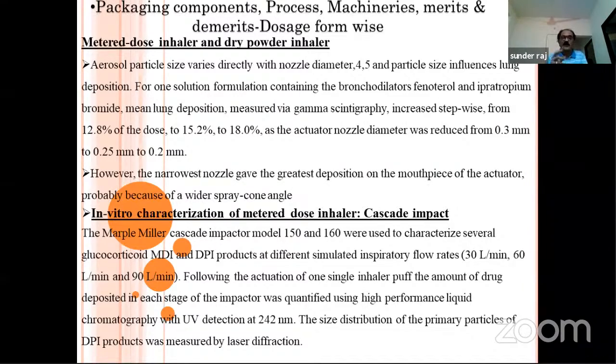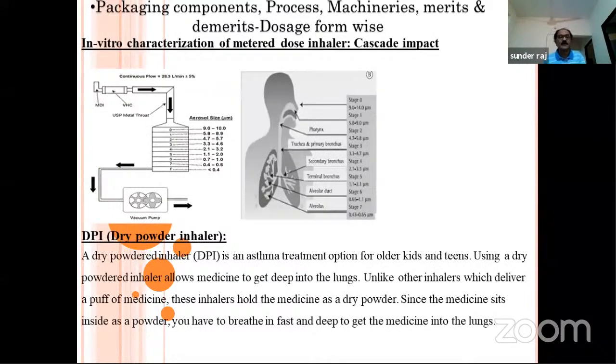Following actuation of one single inhaler puff, the amount of drug deposited in each stage of the impactor is quantified using HPLC with a UV detector at 242 nanometers. The size distribution of the primary particles of the DPI product was measured by laser diffraction. See, this is the picture, can you see it?